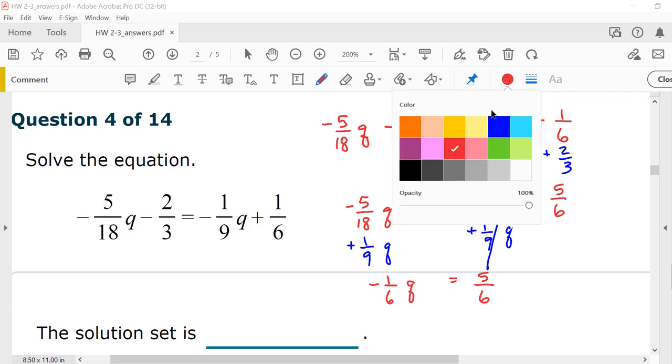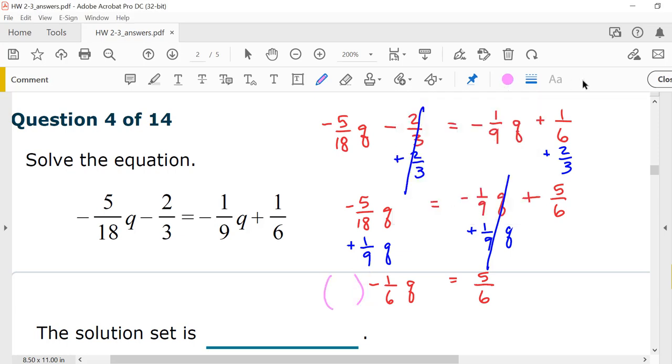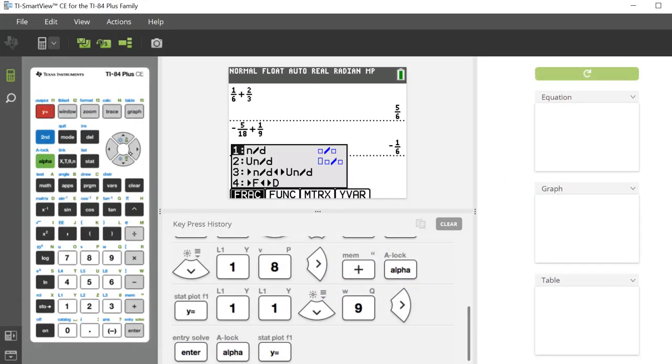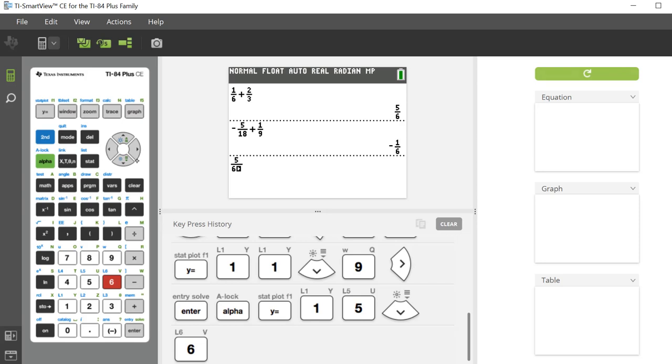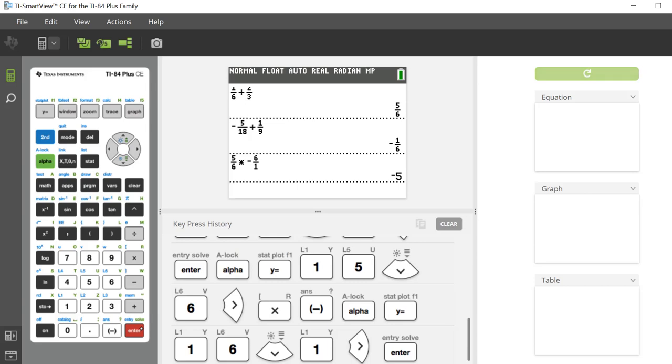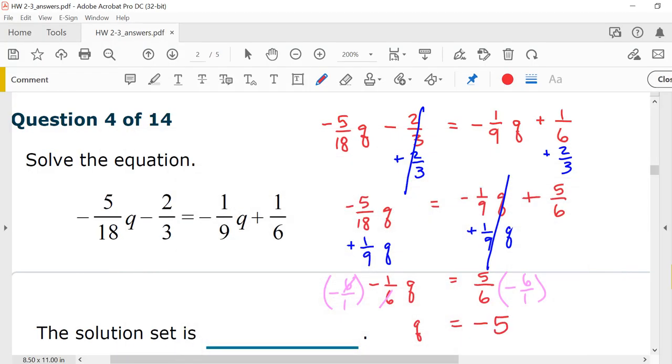To get q by itself, I'm going to multiply both sides by negative 6/1. I'm left with q equals negative 5/6 times negative 6/1. I get negative 5. That's my answer.